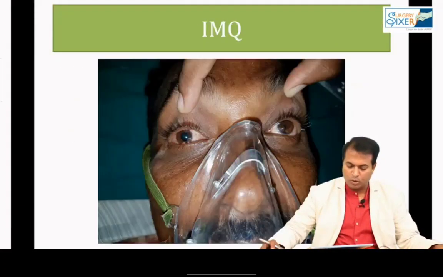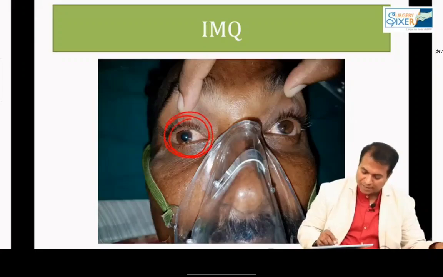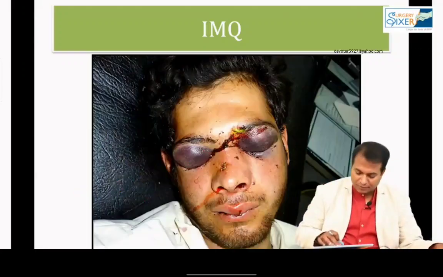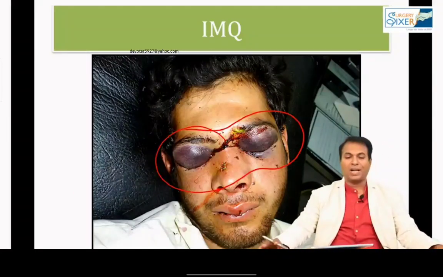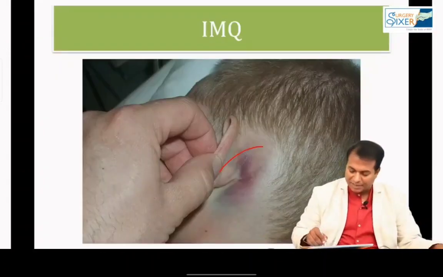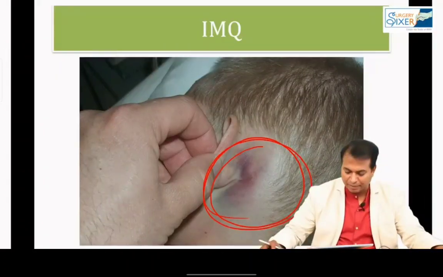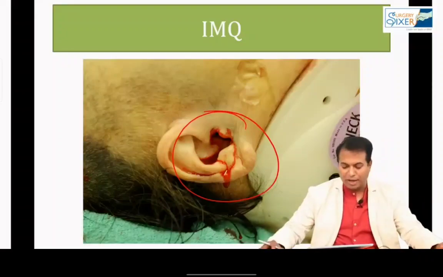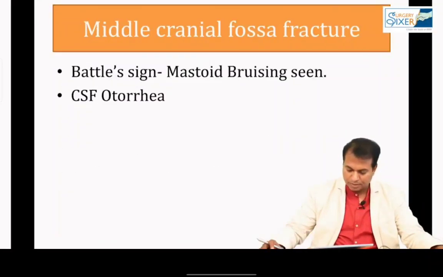This is a picture showing you Hutchinson's pupil. You can see the fixed dilated pupil known as Hutchinson pupil. In this image, you can see the fixed dilated pupil. And this is raccoon eyes or panda eyes. This is Battle sign, bruising behind the ear. This is CSF otorrhea. And these are the various points I told you.